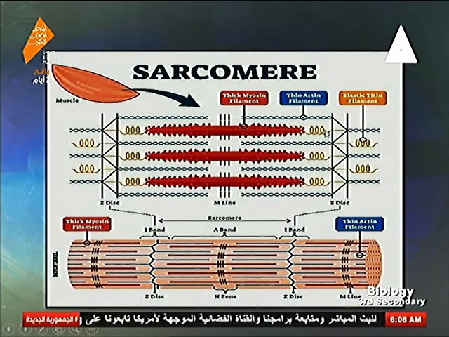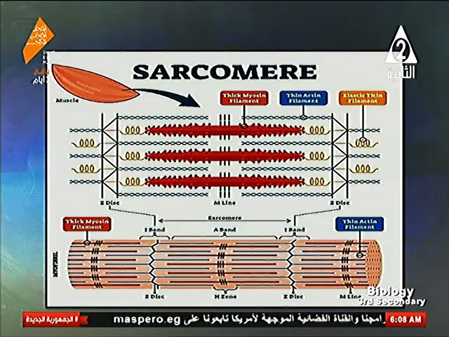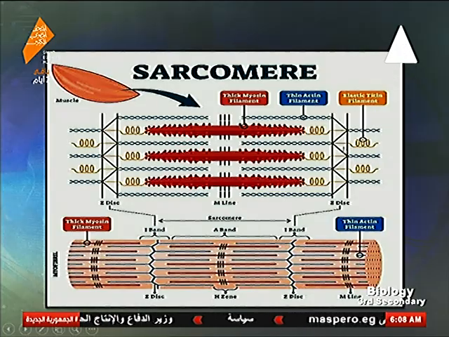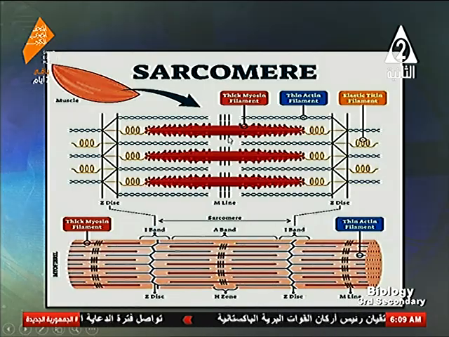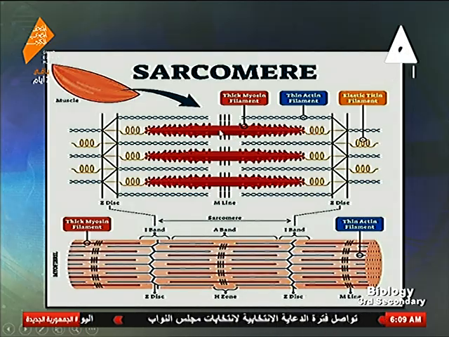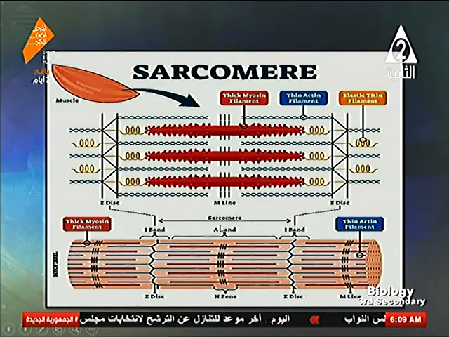A group of light discs is formed from actin protein, the thin proteins, and a group of dark discs contains two types of proteins, actin and myosin, the thin actin and thick myosin. The area of semi-light band consists of myosin filaments only, the H zone. So we have the I zone, the A band, and the H zone, which consists of myosin filaments only.